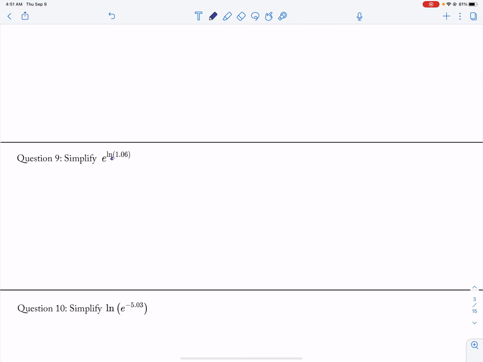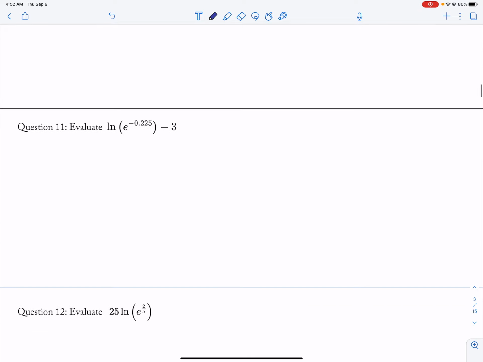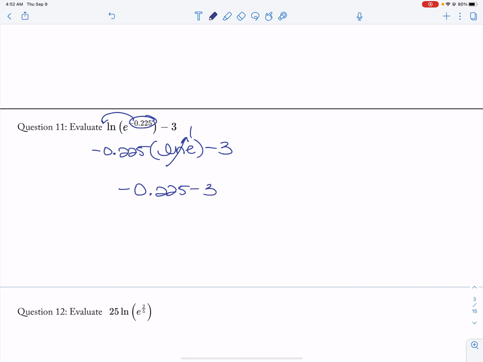The base of ln is e, so e to the ln of something is just the something. So this is all equal to 1.06. So basically the e and the ln cancel each other out. All right, and then we have this here. ln e of this, so that I can bring down this exponent. So it's negative 0.225 ln of e minus 3. The ln of e is equal to 1. So then I have negative 0.225 minus 3. So I have a negative 3.225.